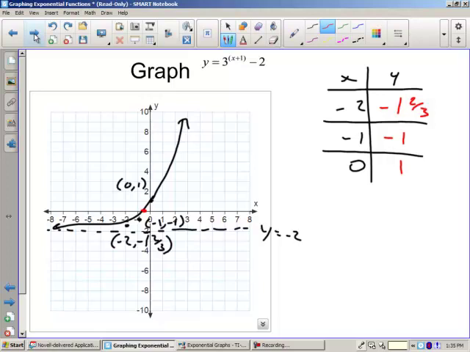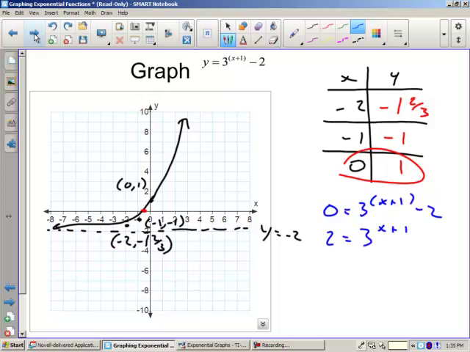The way you label the x-intercept, notice I've got the y-intercept already, is by setting y equal to 0 and solving. And once again, if you don't know logarithms, don't worry about this yet. 0 is equal to 3 to the x plus 1 minus 2. I'm going to add 2 to both sides. 2 is equal to 3 to the x plus 1.